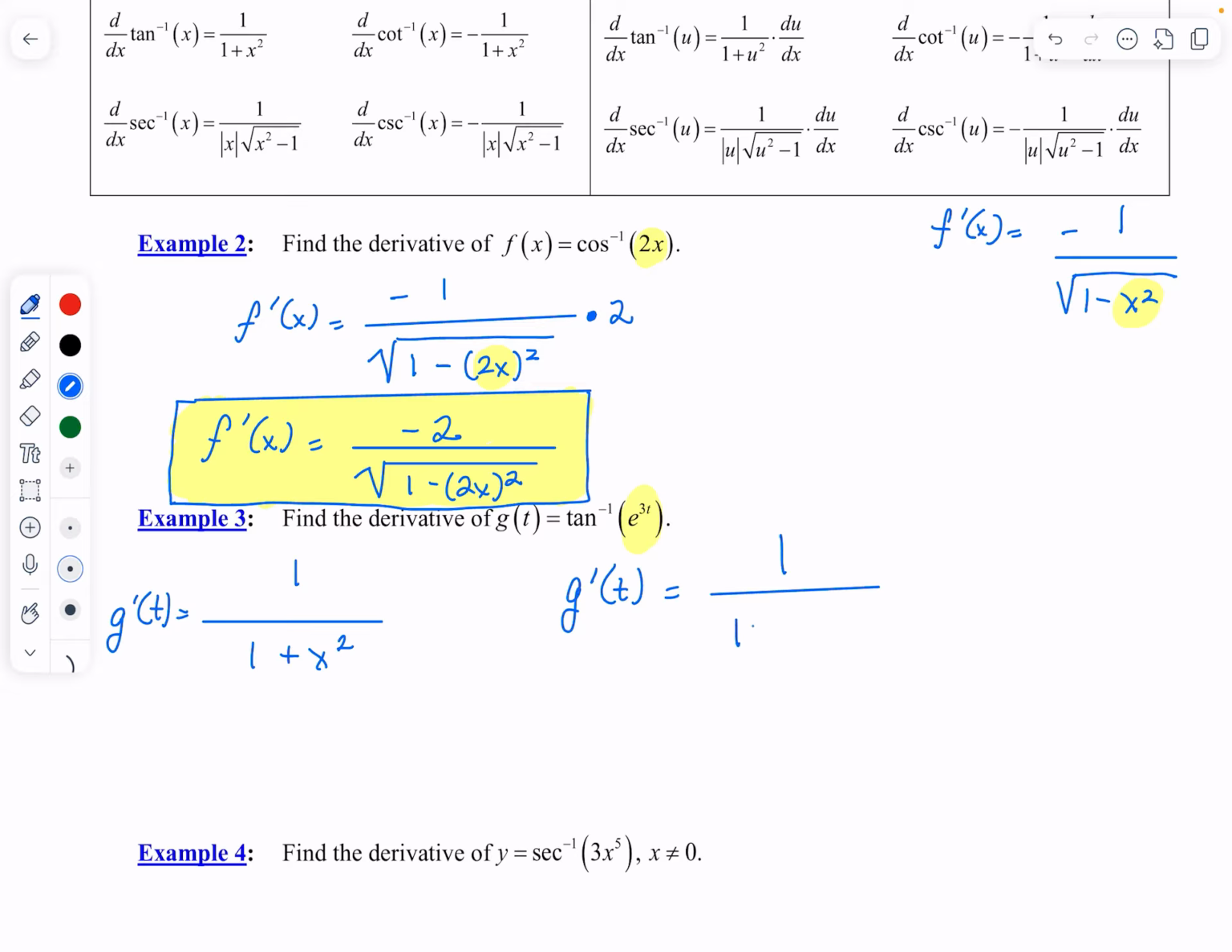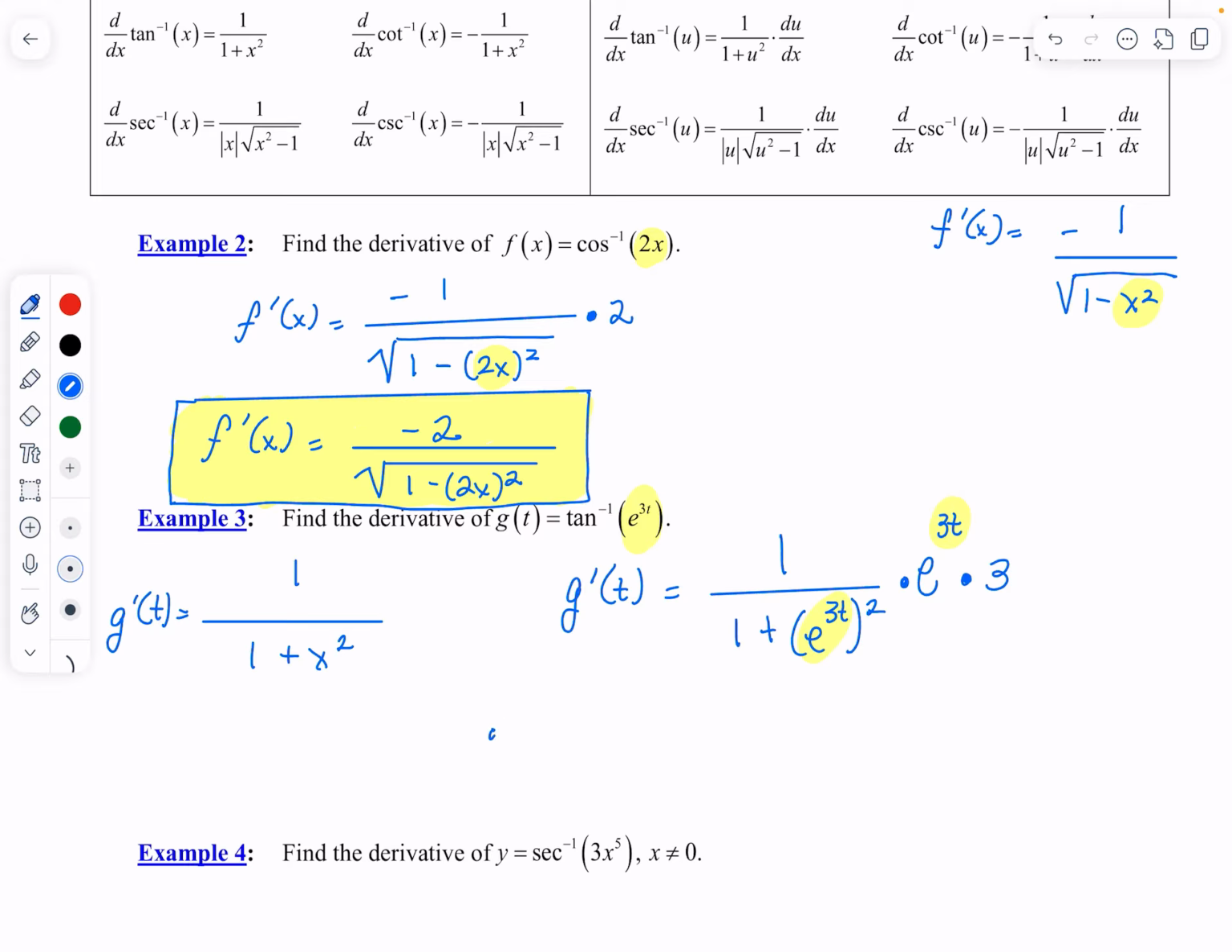1 over 1 plus x squared. And instead of writing x squared, I'm going to write e to the 3t squared. And then I have to take the derivative of e to the 3t. And the derivative of e to the 3t is e to the 3t. But I don't have just t up in the power there. So what I have to do is take the derivative of that, which is 3.